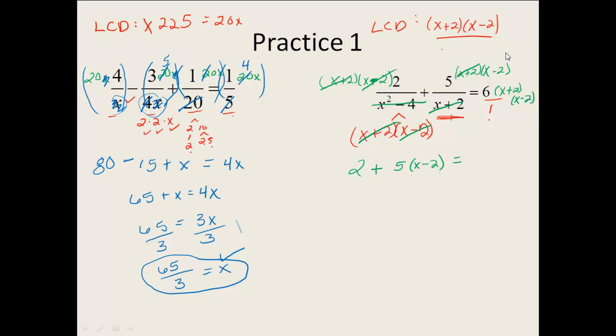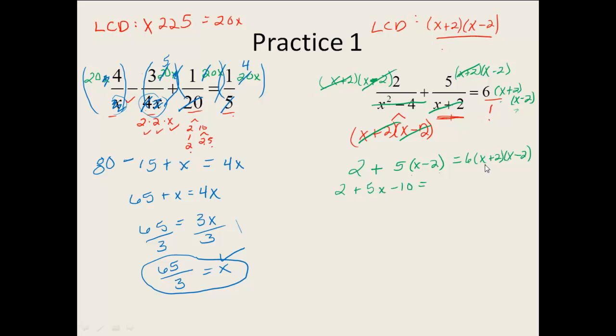And on the other side of my equal sign, nothing cancels out, so I am left with 6 times x plus 2, x minus 2. Now I need to combine like terms and simplify it all out. So I need to distribute that 5 out first, so I get 5x minus 10.